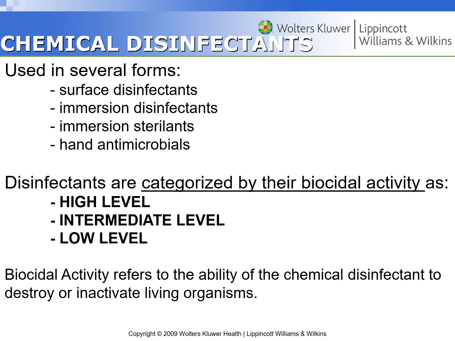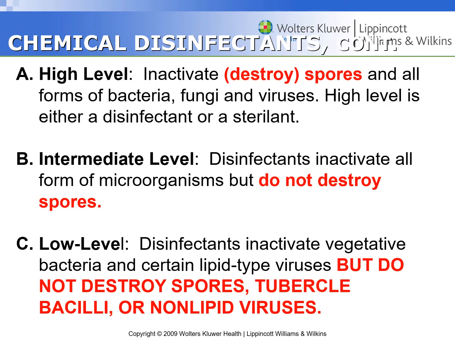They're used in several forms: surface disinfectants, immersion disinfectants, immersion sterilants, and hand antimicrobials. So disinfectants come in 3 levels. You have a high level or a hospital level, an intermediate level, and a low level. And these are all categorized by their biocidal activity. Biocidal is the death of microorganisms and bacteria. So they all have a different level of what they can destroy and what they cannot destroy as far as bacteria. So the biocidal activity refers to the ability of the chemical disinfectant to destroy or at least inactivate living organisms. So we'll go through those now.